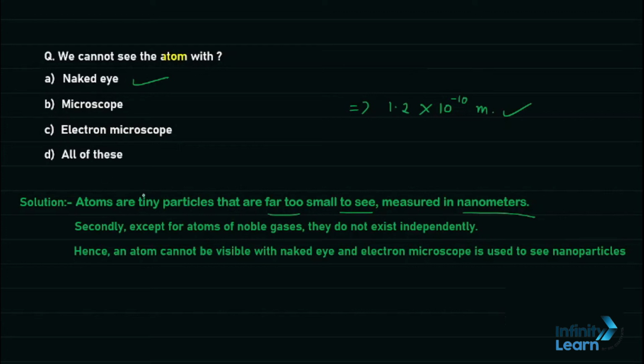And the third option, that is electron microscope students. So basically an electron microscope is a device by which we are able to see many nanoparticles as well as different types of atoms. So I hope students this explanation is clear to you.